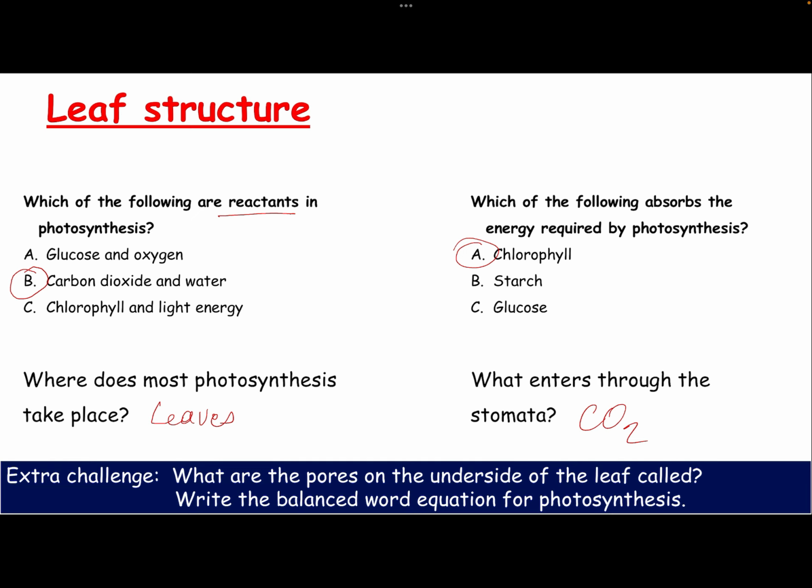And then the extra challenge says, what are the pores on the underside of the leaf called? And remember, it's the stomata. And write a balanced word equation for photosynthesis, and that is carbon dioxide. I'm going to have to write it up here. Carbon dioxide plus water gives you glucose and oxygen.